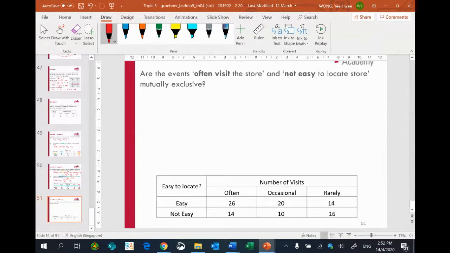Okay, if often and not easy are mutually exclusive, then the probability of them happening at the same time is zero. If they are mutually exclusive, that means they cannot happen at the same time. The chance of them happening at the same time, with this word "and", will be 0. So let's find out what this is.